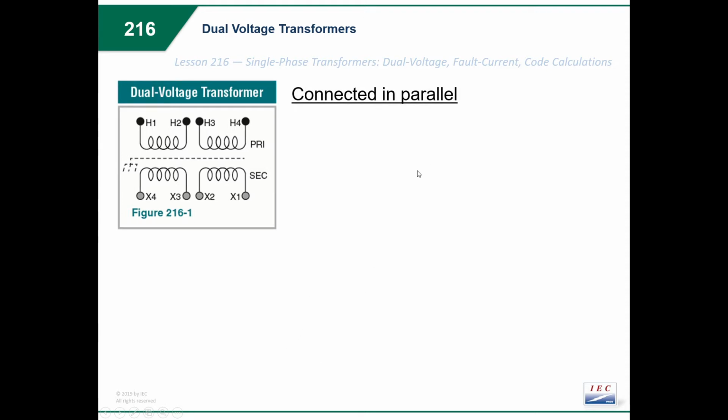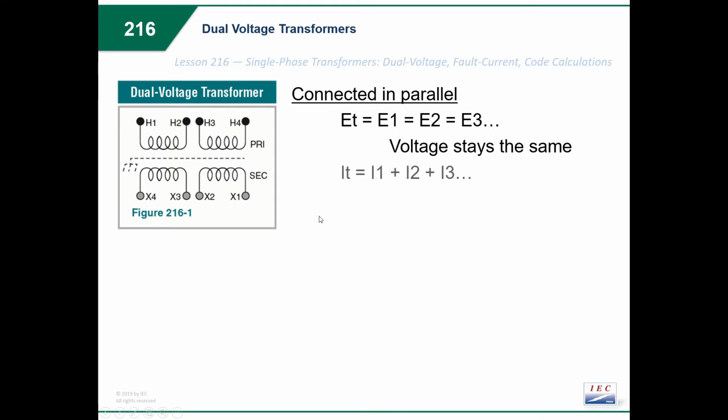So anytime we connect anything in parallel, we remember our voltage rule is E total equals E1 equals E2 equals E3. It's equal anywhere throughout the circuit. Voltage stays the same. The same thing will be said if we connect our windings in parallel, the voltage will remain the same, and we'll visit that here in an example. If we talk about amperage on a parallel circuit, I total equals I1 plus I2 plus I3. It's additive. Amperage adds. Again, no difference with a transformer coil.